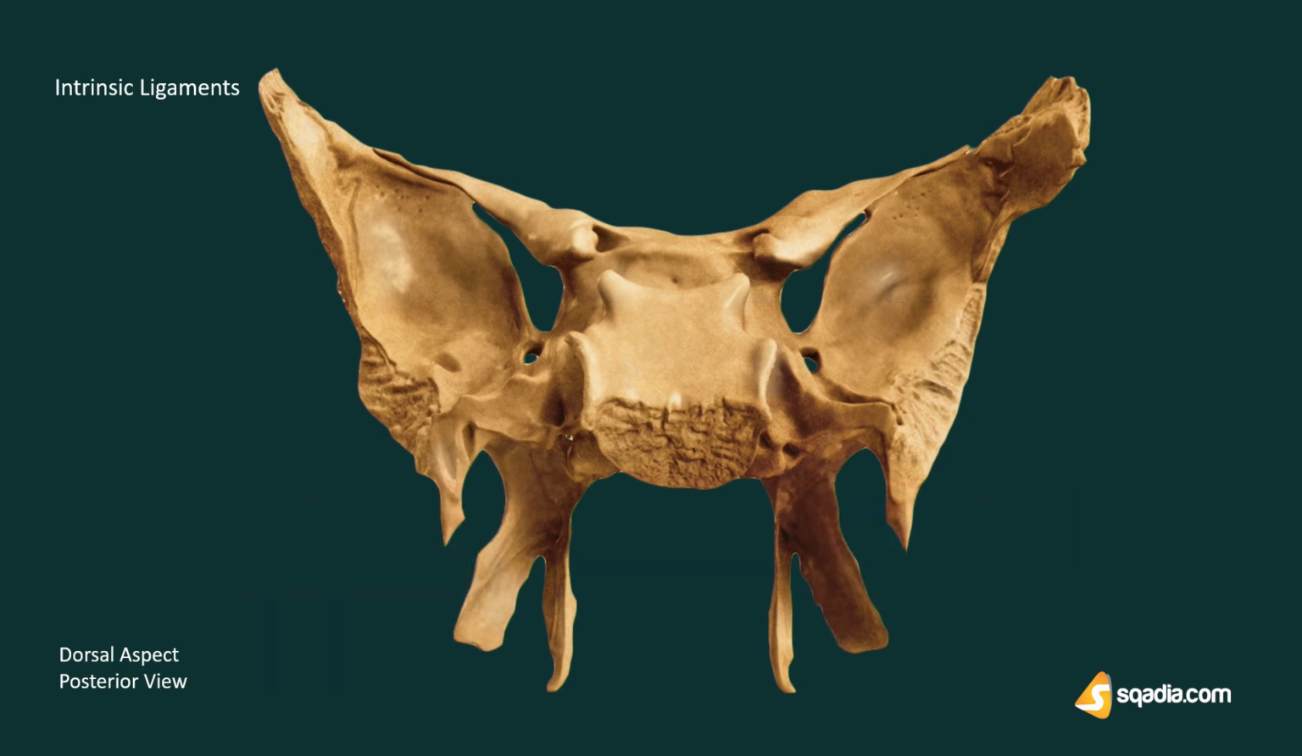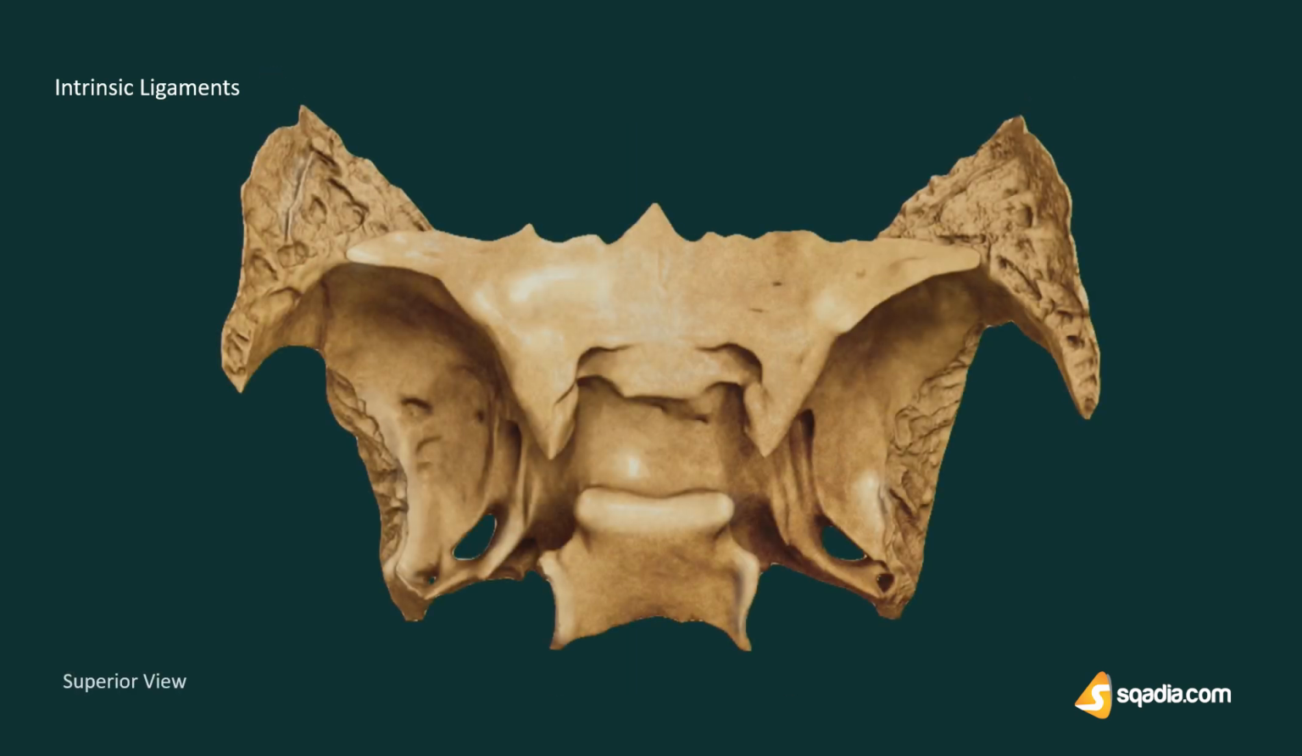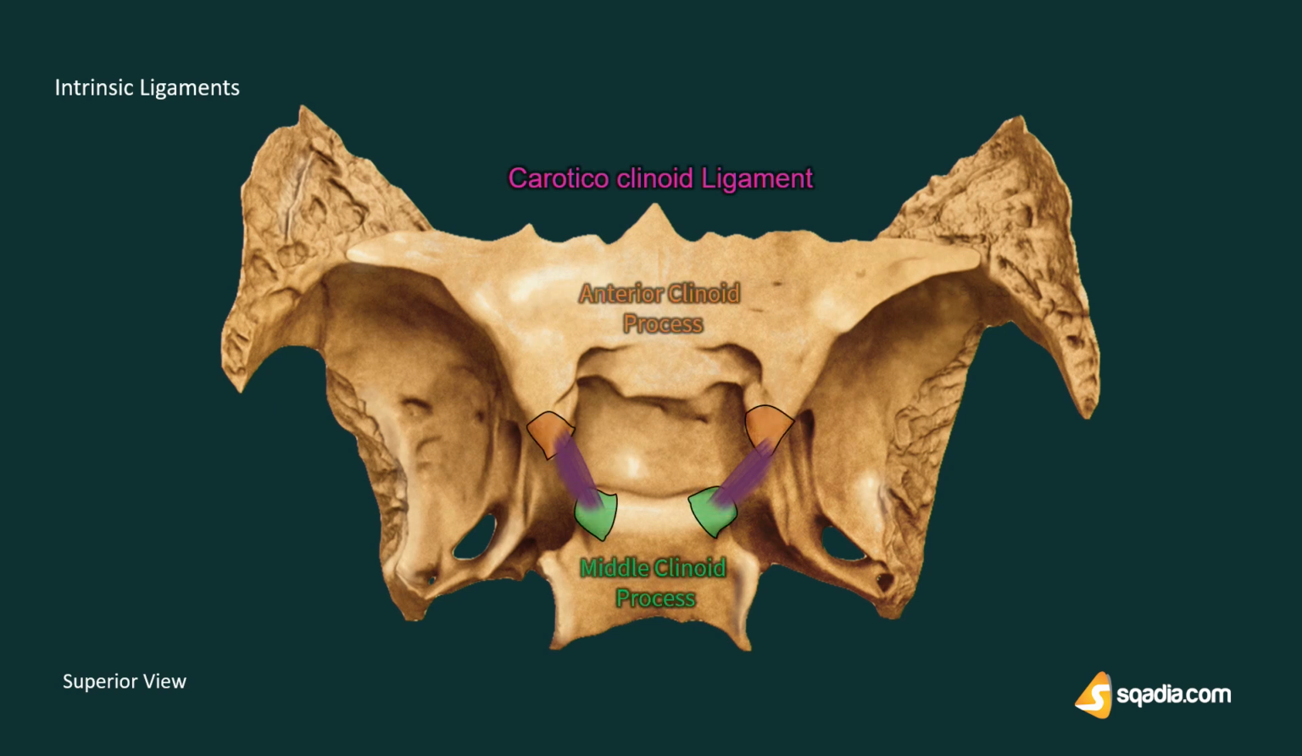Secondly, we have the interclinoid ligament, which is a fibrous process joining the anterior to the posterior clinoid process. At last, we have the keratoconoclinoid ligament, which connects the anterior to the middle clinoid process.